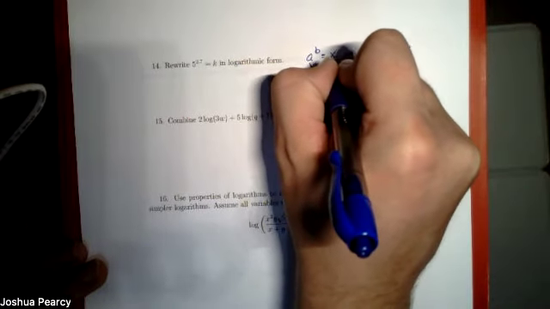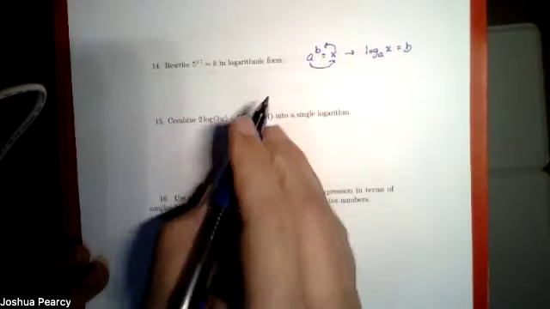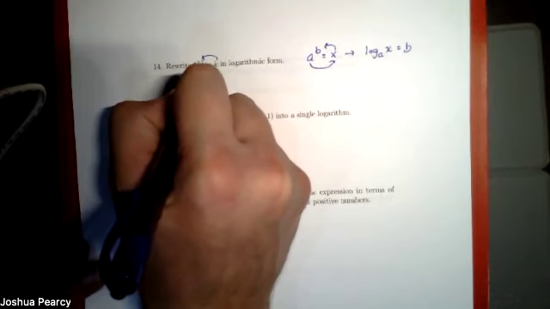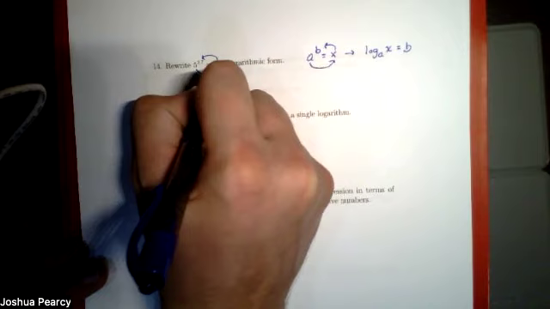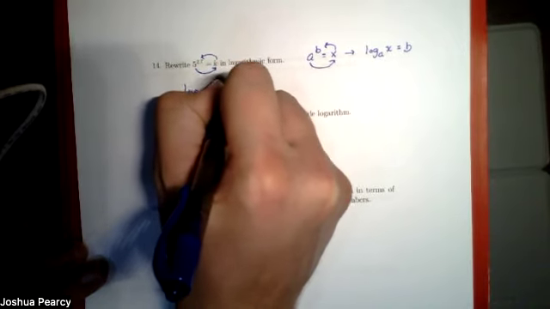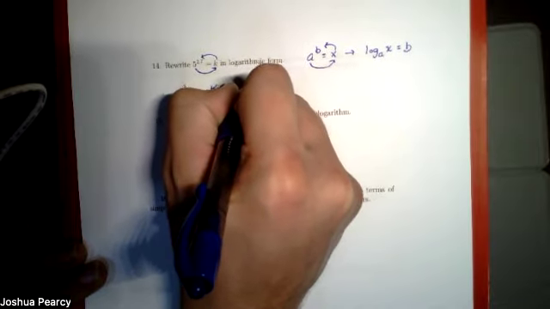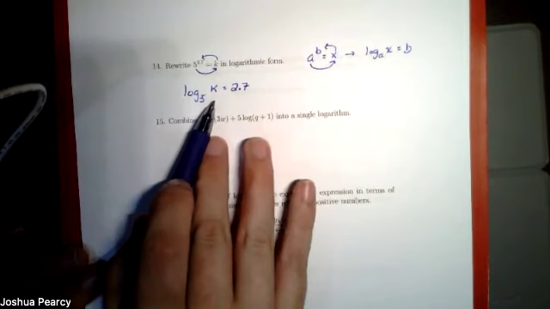Log base a of x equals b. So let's do that idea here. This would be log base 5 of k is 2.7. So log base 5 of k is equal to 2.7. And we don't need to solve or anything here. All we needed to do was just convert this from exponential form into logarithmic form, and that's what we did here.